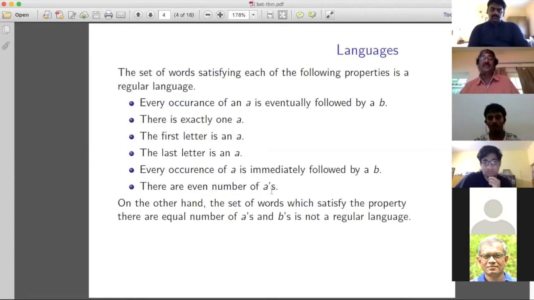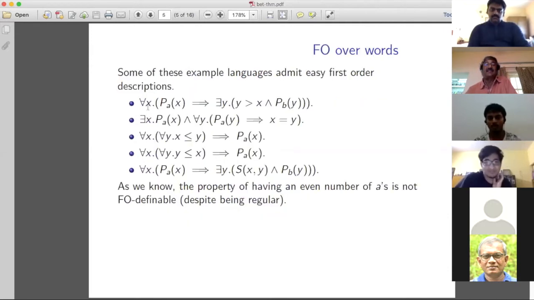Now, all these languages, you can try to give descriptions in first order logic. How would you describe these in first order logic? For instance, the first one, every occurrence of A is eventually followed by B. I write it as something like this. For all x, PA of x says... now what are x here? I'm looking at a string, right? What is a string or a word? It's a finite linear order, where every element of the linear order is labeled by some letter. Let me fix the alphabet to be A and B.